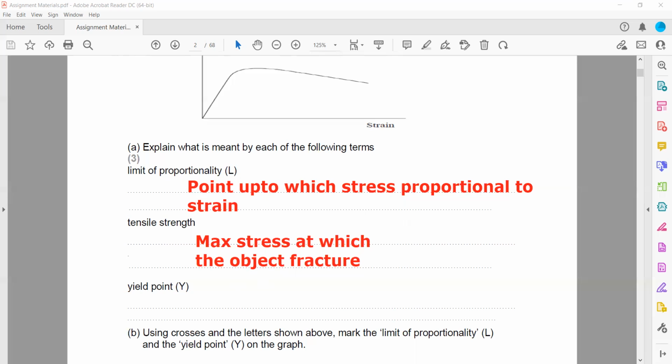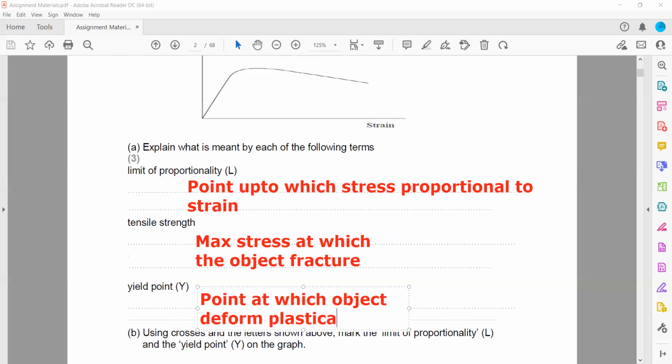And what about the yield point? Yield point means the point at which plastic deformation begins, or for a small change in stress, there is a greater change in strain, or a large increase in strain for a smaller increase in stress. So you can mention the point at which the object deformed plastically. So where the plastic deformation occurs, that is known as the yield point.